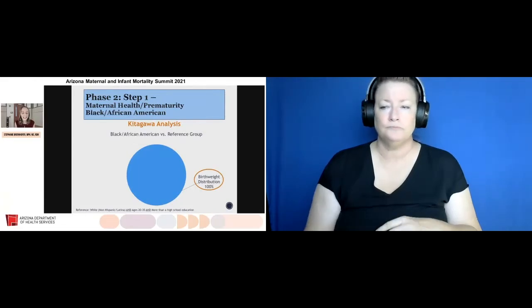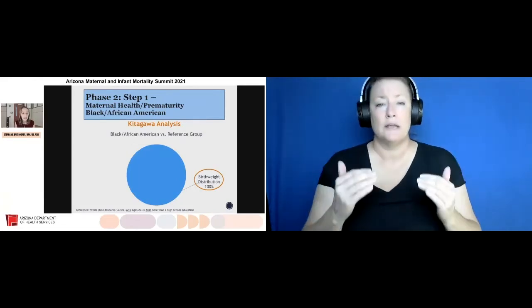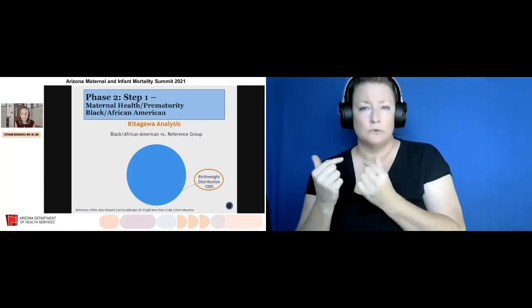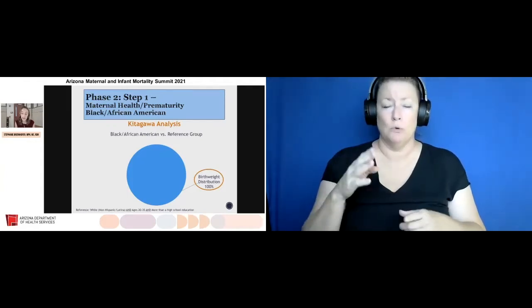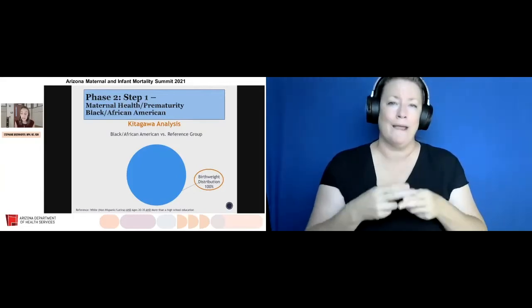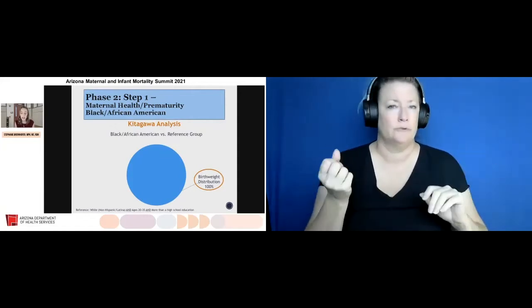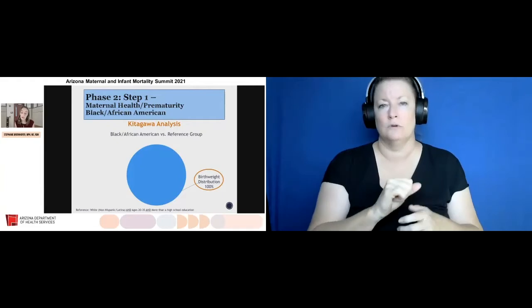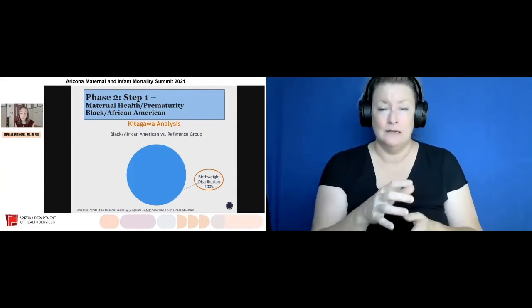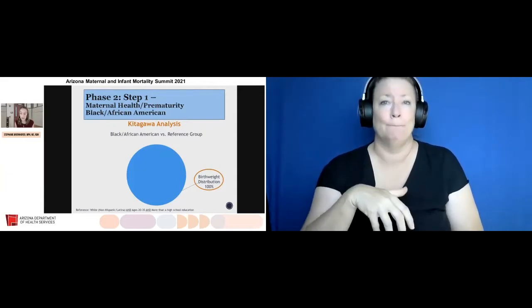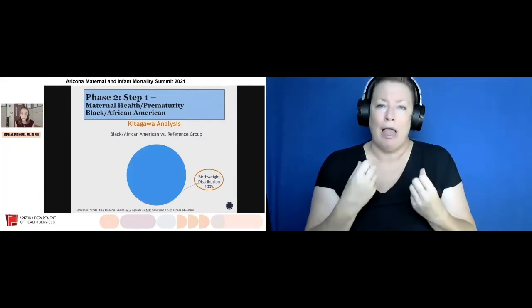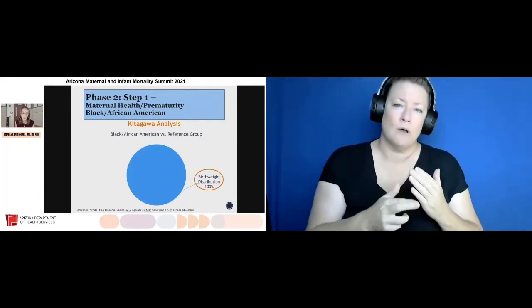So the next step in the Kitagawa analysis was to do the same comparison, but for Black and African Americans with the reference group. And from this blue circle on the screen, we can see that 100% of the excess deaths were attributed to a birth weight distribution issue. So this gives us a very clear guidance as to where we need to focus our efforts, as in we have too many babies who are born at a very low birth weight. And the key to stop this from happening is to get these babies to term, because the problem is not with the healthcare system or with healthcare personnel, but really problems that relate to the social, health, and economic disparities of the mother, which result in the delivery of a very low birth weight baby.